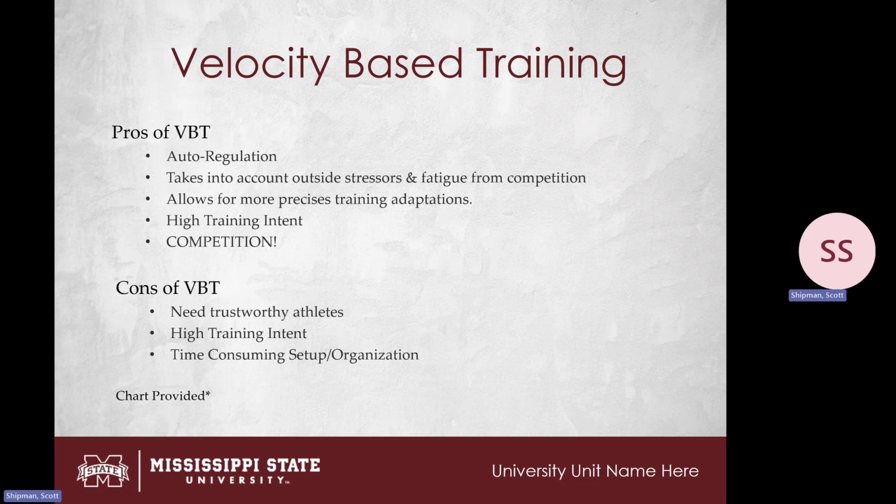You need trustworthy athletes that are going to maximize every rep depending on how they feel that day. You don't need athletes telling you they're hurting and just trying to move the bar slower than they're actually capable of that day. So you need your athletes to be trustworthy. And then the last con is it can be a time-consuming setup, and organization can be a little bit tricky, but my guys are really good at buying into what we're trying to do with the velocity-based training.